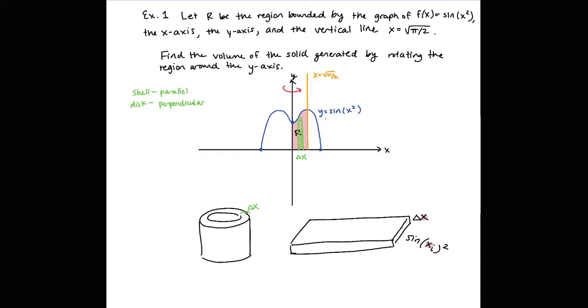Now I need the radius of my cylinder. I need to know this radius. How far away from the axis of rotation the cylinder is going to be is the radius. It looks like it's a distance of x away. So this side is going to be 2 pi x sub i. Okay, now we can go ahead and set up the Riemann sum and the integral.